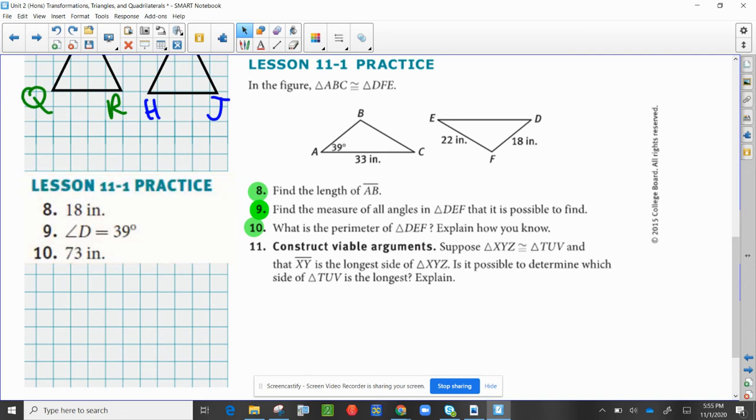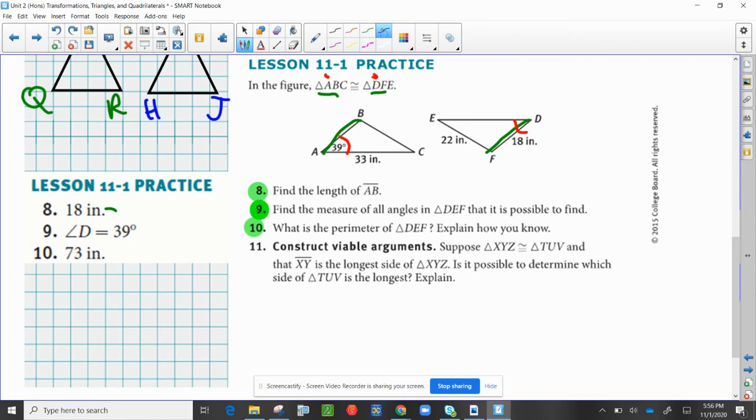Okay, if you got everything correct, AB has to line up according to our congruence statement. AB would have to go with DF. AB and DF have to go together. So since DF is 18, AB is 18. Now, for the measure of all the angles, we can't actually find all of them. The only one that we can actually find is angle D, because angle D goes with angle A. Again, D and A are in the same placement in the congruence statement, so those go together. So you can figure out what angle D is, but that's it.